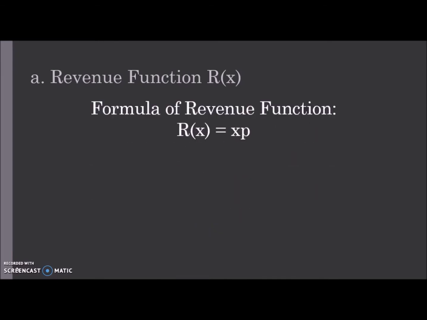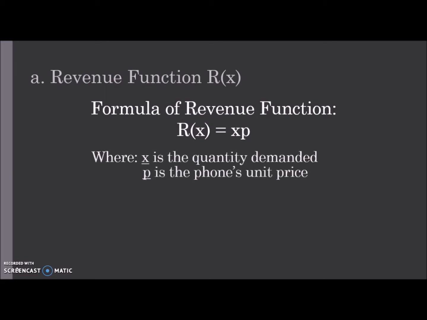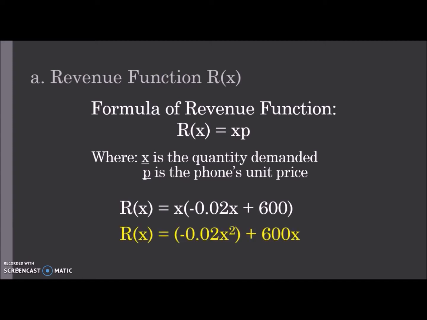And so for the first one, we're going to find the revenue function, which is denoted by R(x). Our formula for the revenue function is R(x) is equal to x times P, where x is the quantity demanded and P is the phone's unit price. In here, we're just going to substitute the value of P to the formula. So we have R(x) is equal to x times negative 0.02x plus 600, and distribute x. So we will have R(x) is equal to negative 0.02x squared plus 600x. So here's our first answer, which is the revenue function.